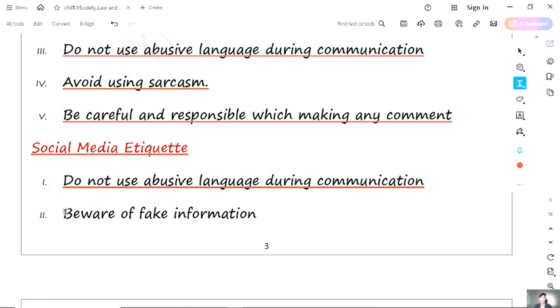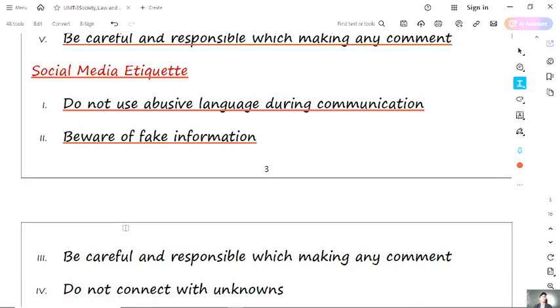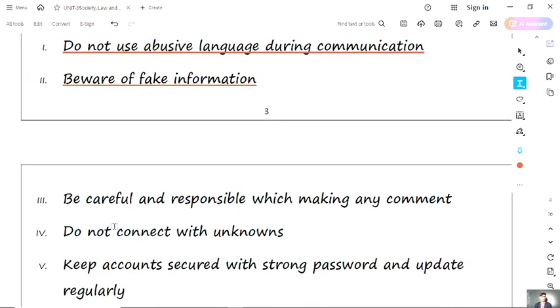Next is beware of fake information. We should always be aware of fake information. We should not give wrong information to someone, and we should not try to get the information of others. These are the basic etiquettes on social media. Now the next is be careful and responsible while making any comments. Whenever you comment on somebody's pictures or on particular links, we should be careful and not connect with unknown persons, and you should not share information.